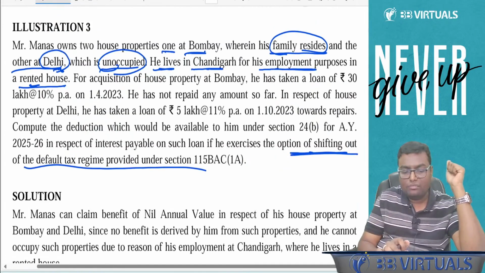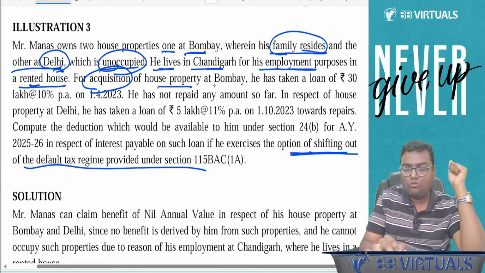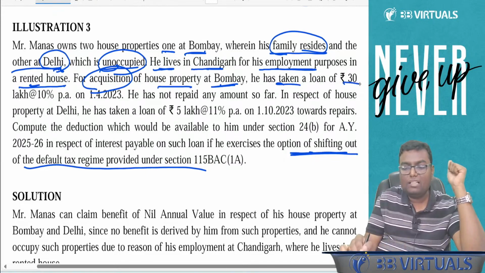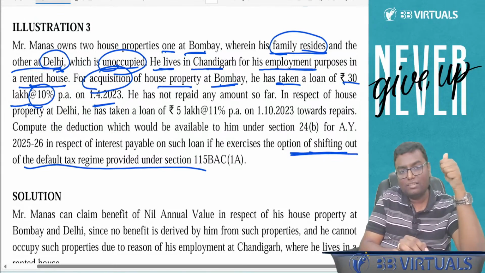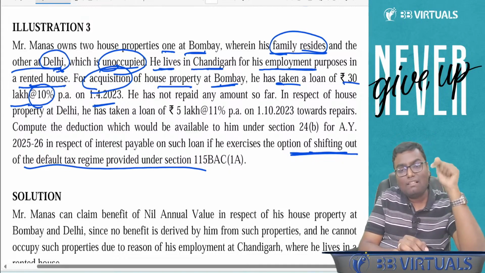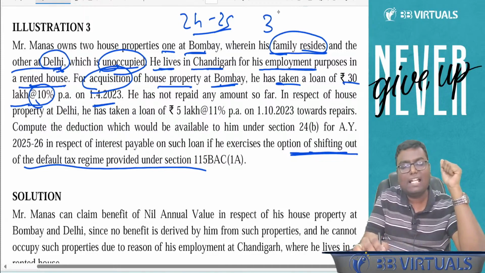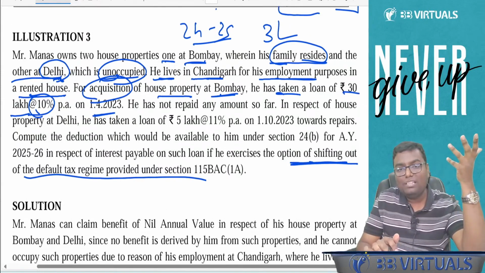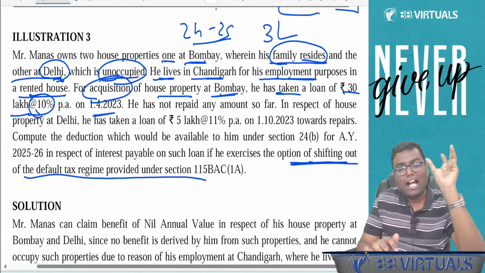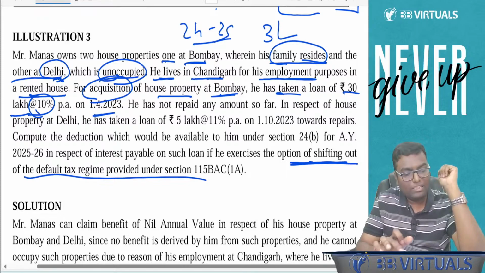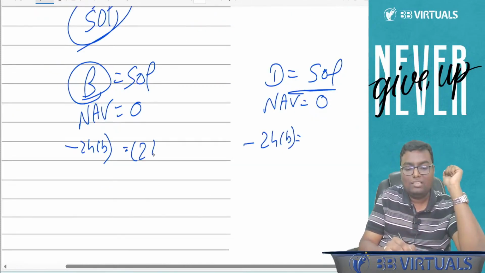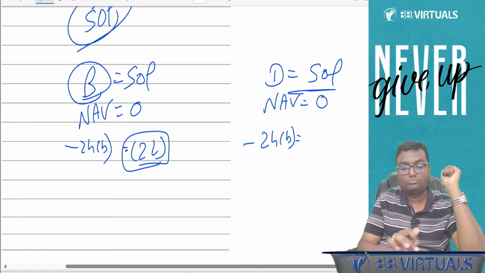Now let us read the question further. For acquisition of the house property at Bombay, he has taken a loan of 30 lakh at the rate of 10% on 1st April 23. Last year, he took a loan of 30 lakh at the rate of 10%. So what will be the interest for the year 24-25? Can I say 30 lakh into 10%, 3 lakh. But this is SOP and the loan is taken for purchase. If all the conditions are fulfilled, how much is the maximum deduction this person will get? 2 lakh rupees. So here the deduction will be rupees 2 lakh.